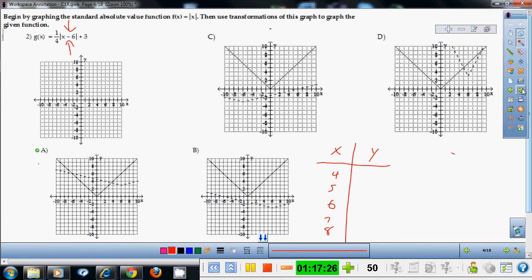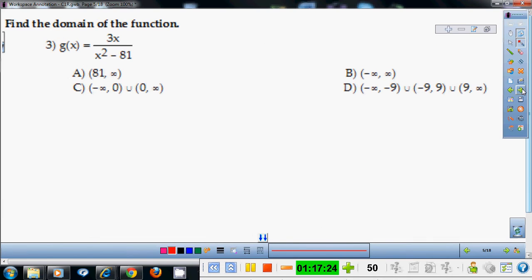Okay. Number 3, find the domain. Find the domain. I'll give you a moment to look it over and put in a guess if you wish. Hopefully everybody put in A for number 2 on that last problem so I can make sure it's reading all your answers later.